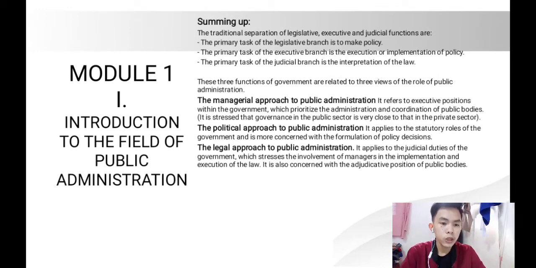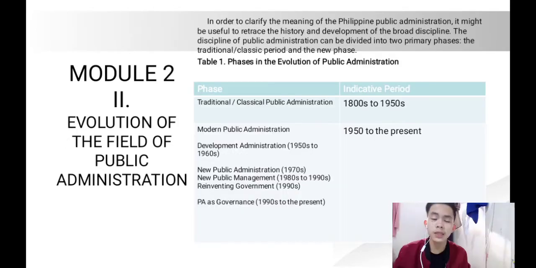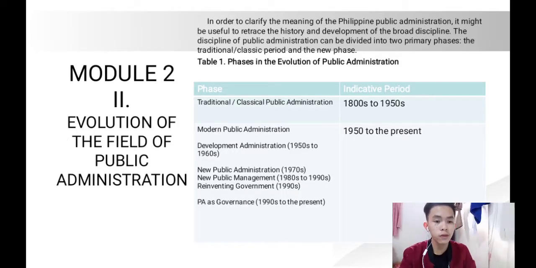The managerial approach to public administration refers to the executive position within the government, which prioritizes the administration and coordination of public bodies. Let's now move on to Module 2, which is the evolution of the field of public administration. In order to clarify the meaning of Philippine public administration, it might be useful to retrace the history and development of the broad discipline. The discipline of public administration can be divided into two primary phases: the traditional and classical period, and the new phase.